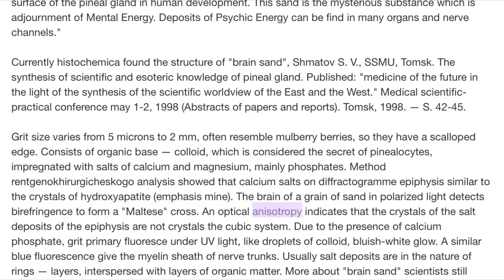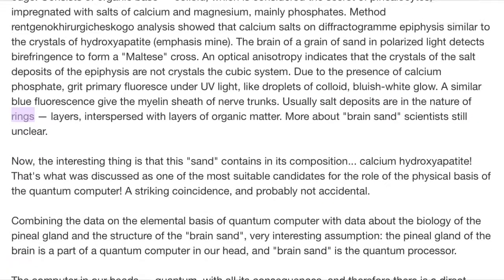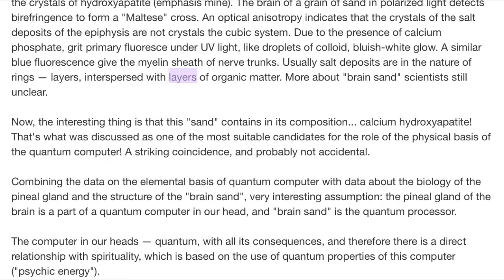An optical anisotropy indicates that the crystals of the salt deposits of the epiphysis are not of the cubic system. Due to the presence of calcium phosphate, the grit primarily fluoresces under UV light, like droplets of colloid, with a bluish-white glow. A similar blue fluorescence is given by the myelin sheath of nerve trunks. Usually salt deposits are in the nature of rings and layers, interspersed with layers of organic matter. Scientists are still unclear about more on brain sand.